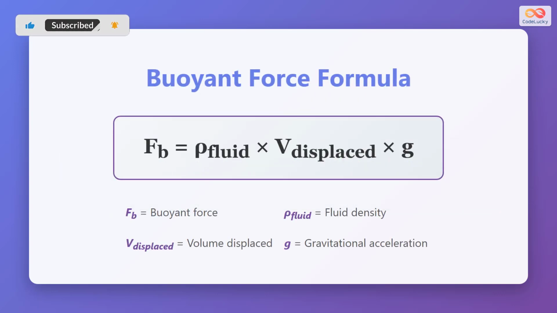We can calculate the buoyant force using a mathematical formula. The buoyant force, represented as F_b, equals the density of the fluid, multiplied by the volume of fluid displaced, multiplied by gravitational acceleration. Here, ρ_fluid represents the density of the fluid, V_displaced is the volume of fluid that the object pushes aside, and g is the acceleration due to gravity, which is approximately 9.8 meters per second squared on Earth.